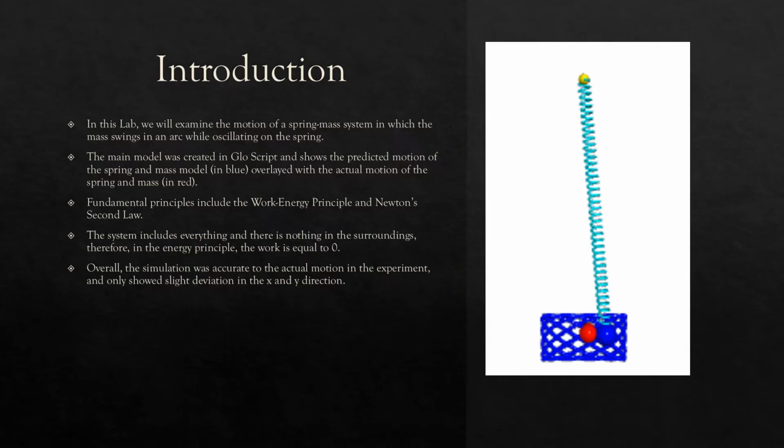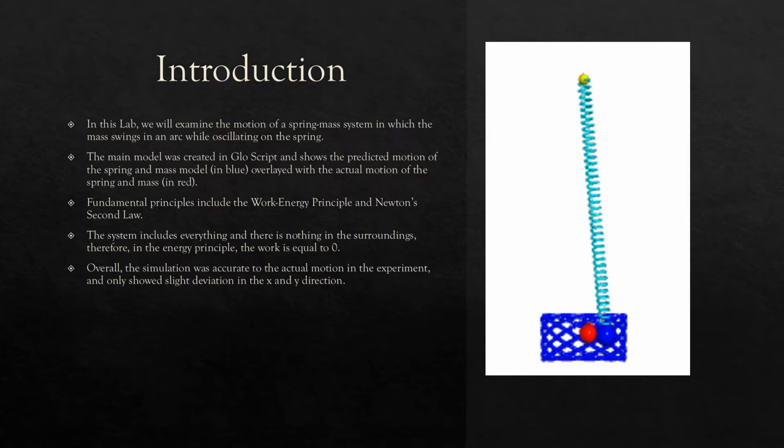Introduction. In this lab, we will examine the motion of a spring mass system in which the mass swings in an arc while oscillating on the spring. The main model is cleared in GlowScript and shows the predicted motion of a spring and mass model in blue, overlaid with the actual motion of the spring and mass in red.